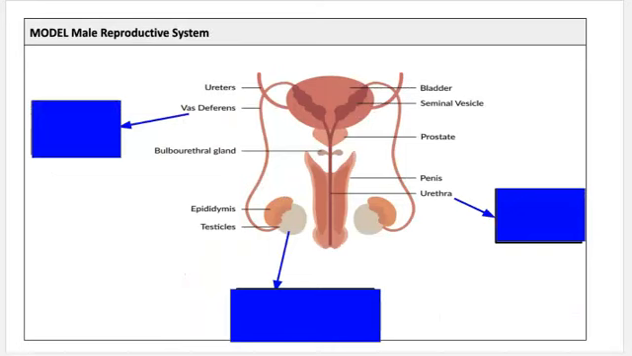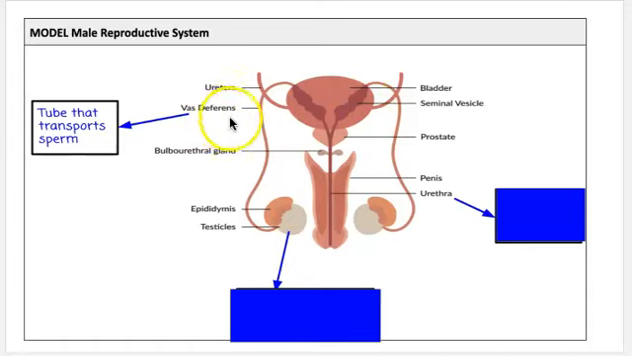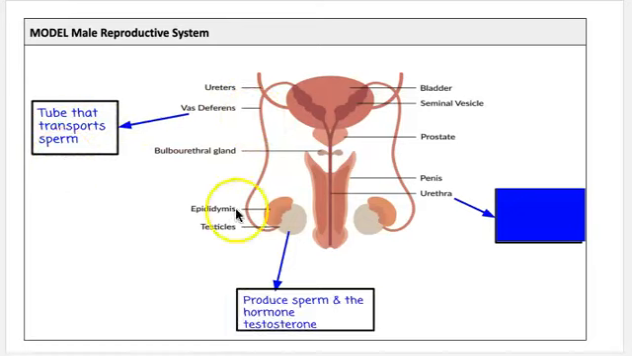Next, we have the male reproductive system. And first we have the vas deferens. This is the tube that transports sperm. The testicles. This is where the sperm is actually produced and the hormone testosterone is made that helps with the secondary sex characteristics such as growing facial hair, growing armpit hair, penis development.